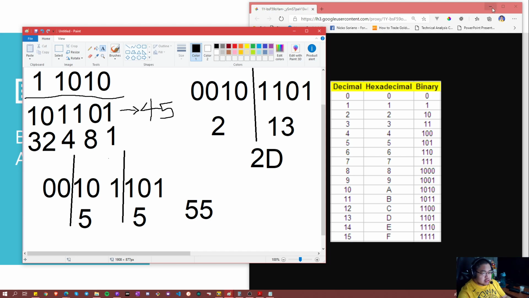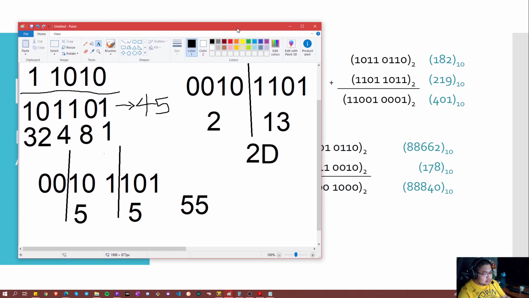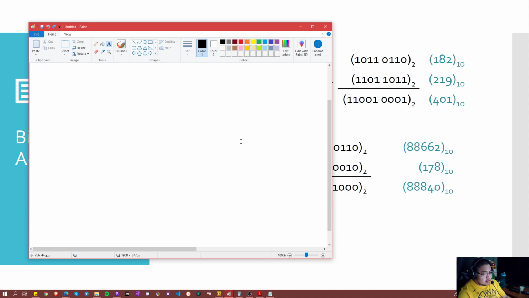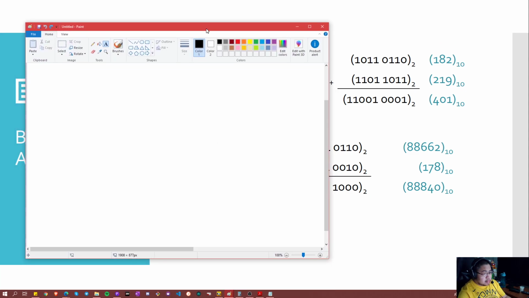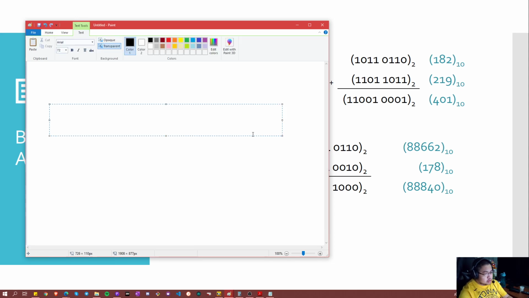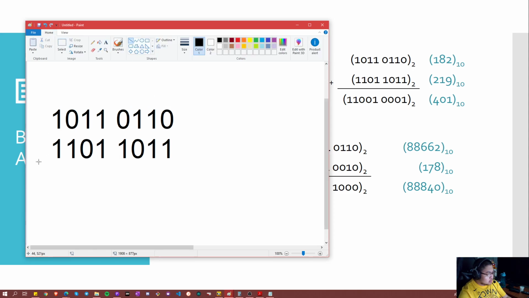Okay, so now let's go back to the binary addition. Let's do the second example. This one here is 1011 0110, and then next is 1101 1010. Okay, so let's add this.